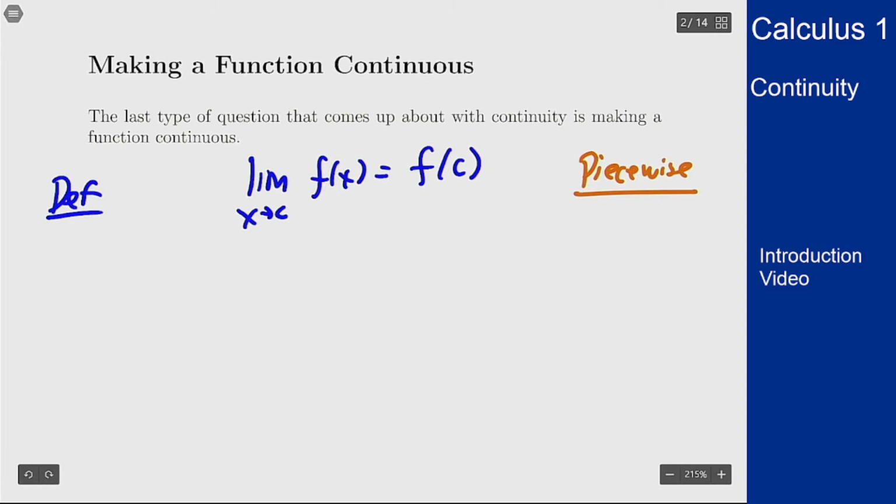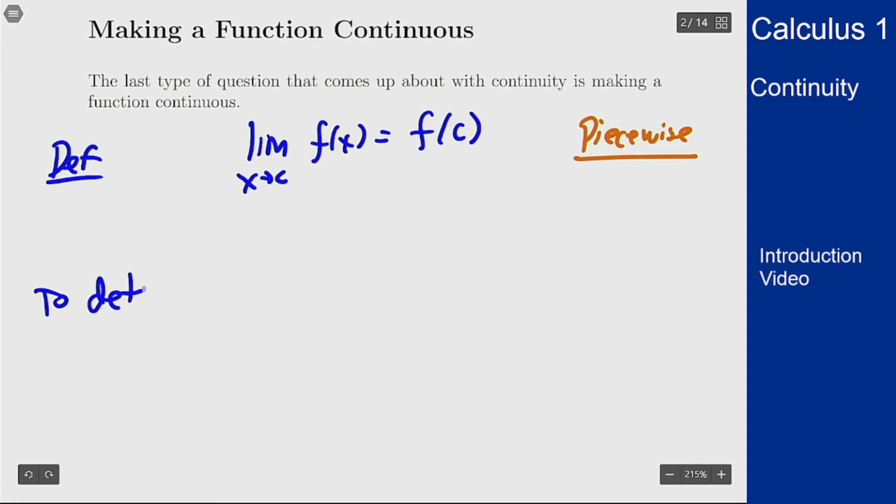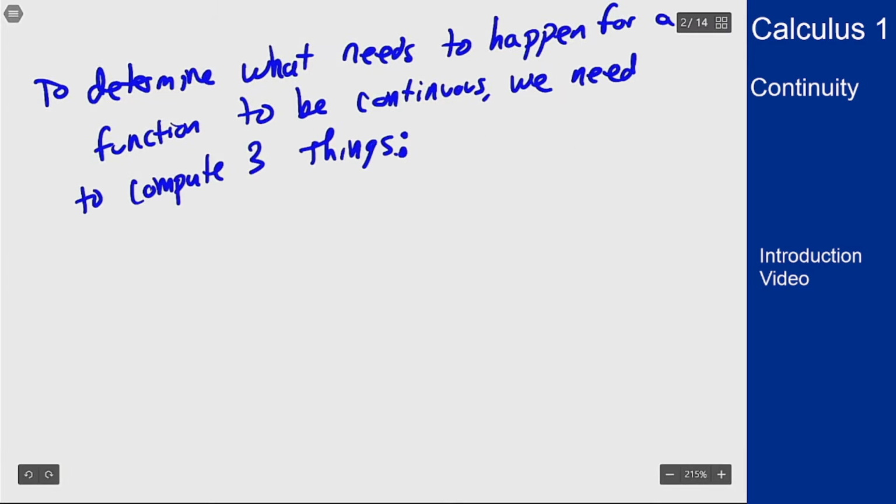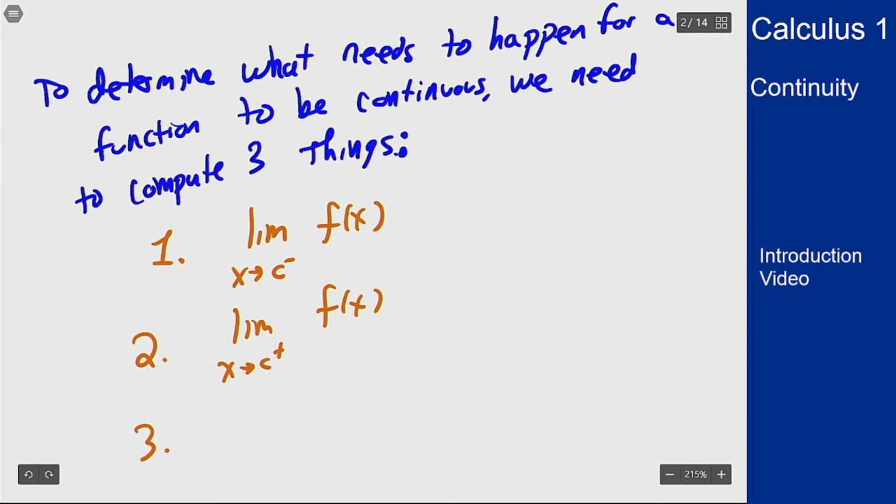So to solve these problems, to determine what needs to happen for a function to be continuous, we need to compute three things. We need the limit as x goes to c from the left of f of x, we need the limit as x goes to c from the right of f of x, and we need the value of f at c. And these will all be determined based on the definition of the function that you are given. Then, to make it continuous, all three of these must equal the same number.